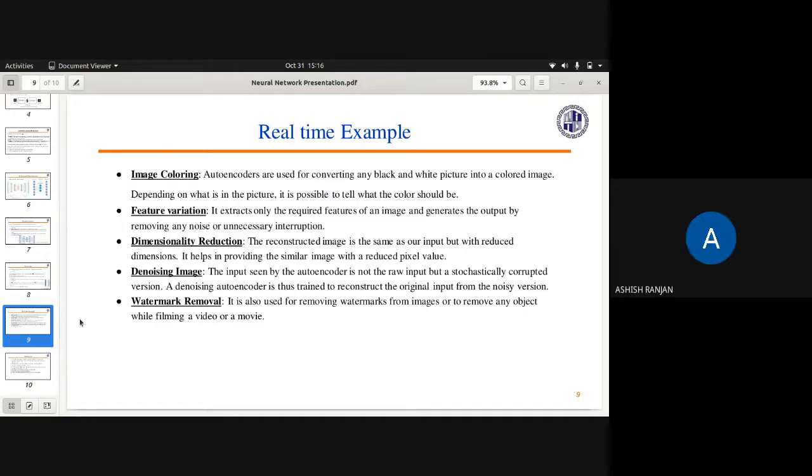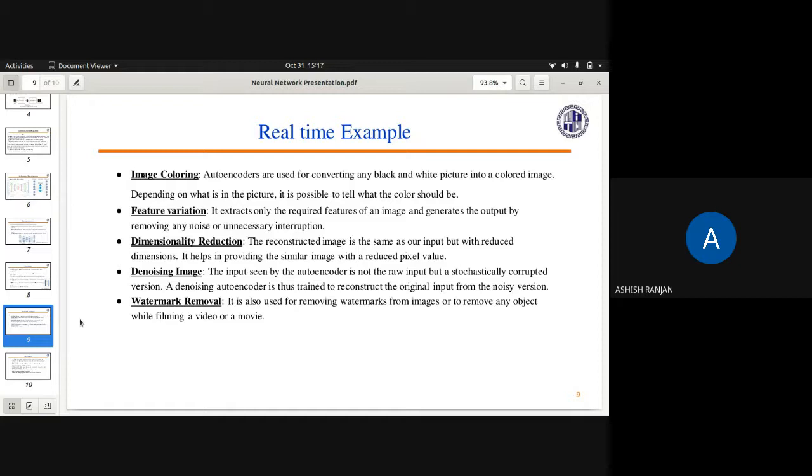Thank you, Sachin. Now we will see some real-time examples of autoencoder. The first is image coloring. In this application, autoencoder is used to convert black and white pictures into a colored image, or we can convert a colored image into a grayscale image. Second is feature variation. It extracts only the required features of an image and generates the output by removing any noise or unnecessary interruption.